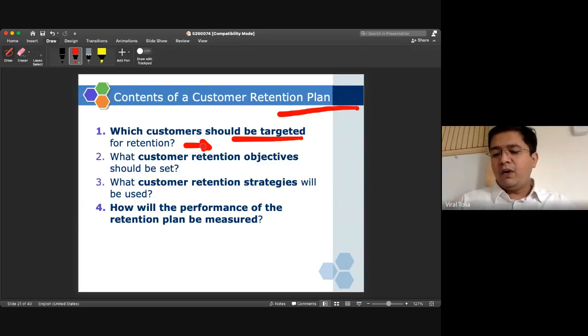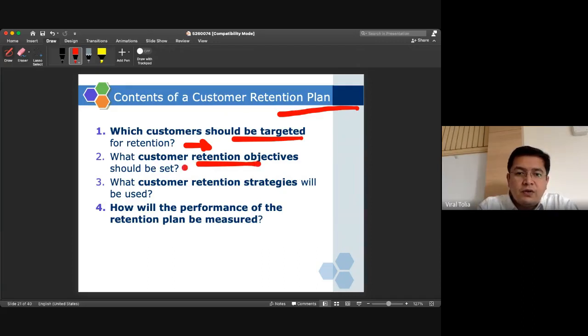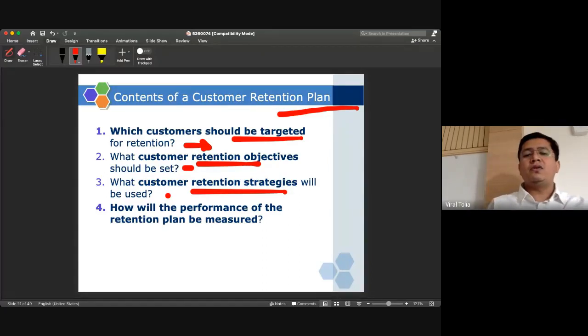Now you have to look at your own data in order to answer this question. And in order to answer it at the right time, you have to understand what the real objectives are and how these objectives work. So customer retention objectives should be set at a given point of time, and retention strategies should be used from the business perspective. The different strategies you use will eventually give you comparatively better results.